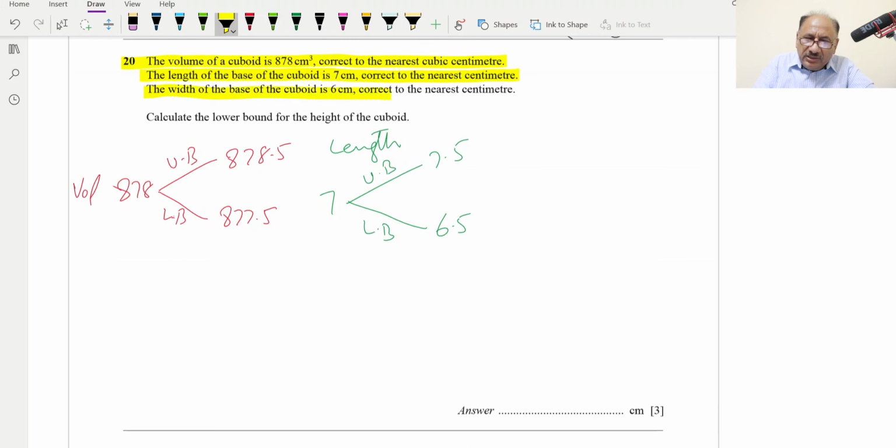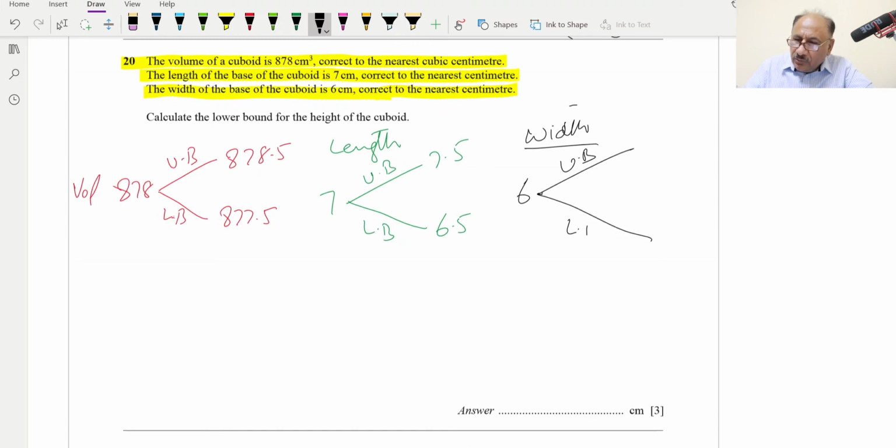The width of the base of the cuboid is 6 centimeter, correct to the nearest centimeter. So width we can write it as width, and width will be what? Will be 6 centimeter, upper bound and lower bound, 6.5 and 5.5. Now we are done with this.